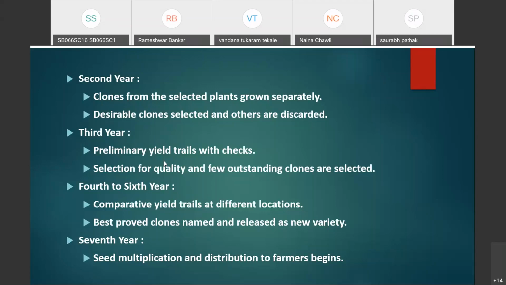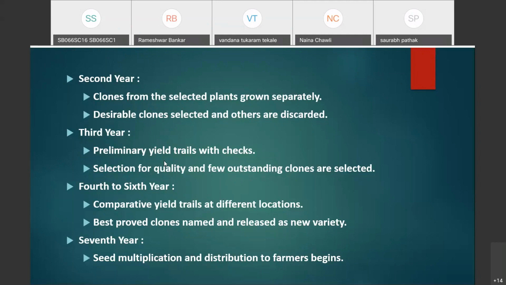Okay, म्हणजे 3 वर्ष त्याचे कंपॅरेटिव्ह यील्ड ट्रायल्स वेगवेगळ्या एरियामध्ये, वेगवेगळ्या रिजनमध्ये, वेगवेगळ्या एन्व्हायरमेंटल कंडिशन्समध्ये केल्या जातात. त्यांचा परफॉर्मन्स हा प्लांट ब्रीडरला कळवला जातो. प्लांट ब्रीडर त्यांचा परफॉर्मन्स सगळा कम्पेअर करतो, आणि जे सगळ्यात चांगले परफॉर्म केलेले आहेत असे 1-2 क्लोन्सेस नवीन व्हरायटीला नाव देऊन ती नवीन व्हरायटी रिलीज केली जाते. ओके, 4 to 6 year comparative yield trials at the different locations are carried out, and best proved clones are named and released as the new variety.